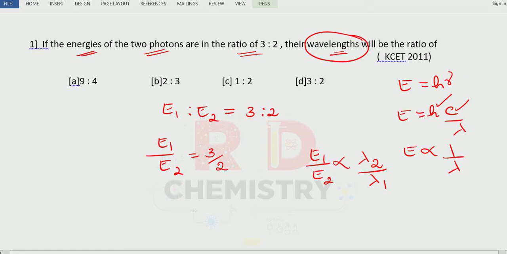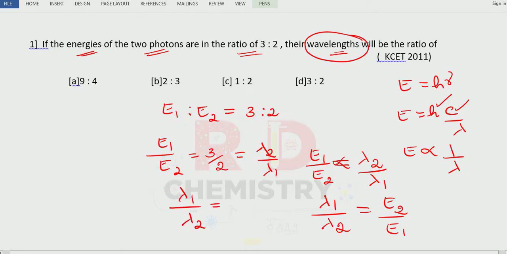So E1 divided by E2 is equal to lambda 2 divided by lambda 1. But I want the wavelength ratio, lambda 1 divided by lambda 2, which is equal to E2 divided by E1. So lambda 1 divided by lambda 2 is equal to 2 divided by 3. That means they are in the ratio of 2 is to 3. Clear? The answer is option B.